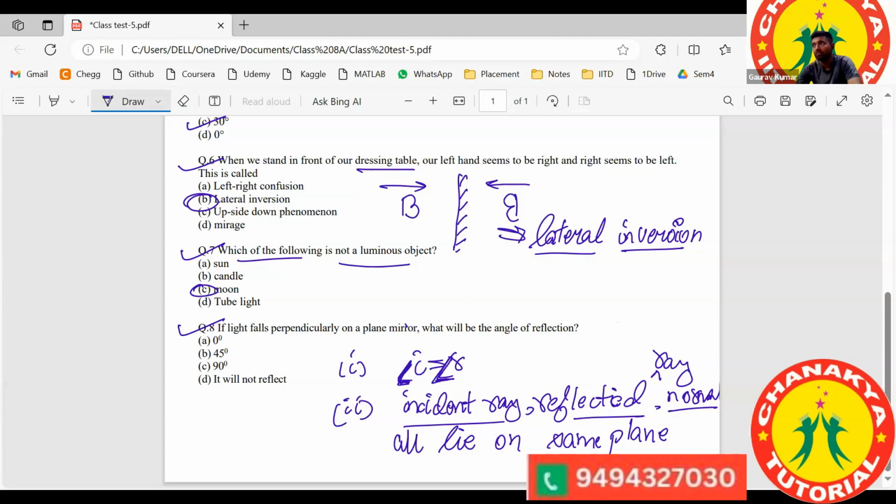Yes. So a plane is always the smallest part, which is in the definition itself. As the second law of reflection, we can say that angle of incidence is always equal to angle of reflection.